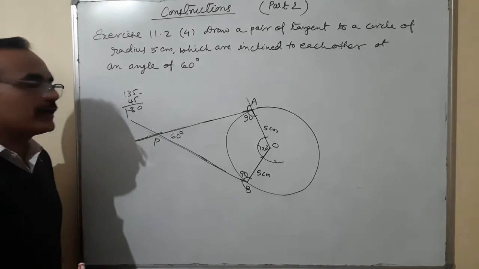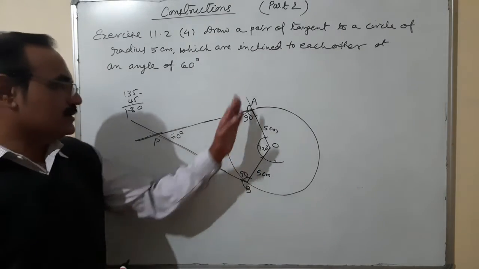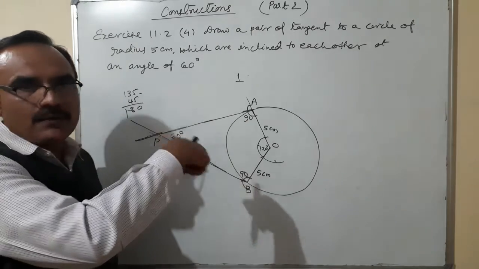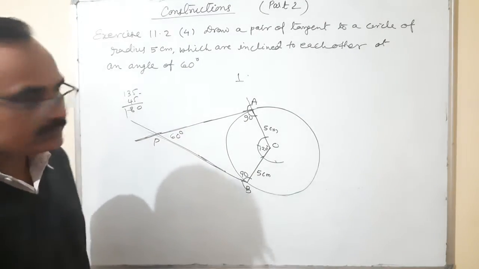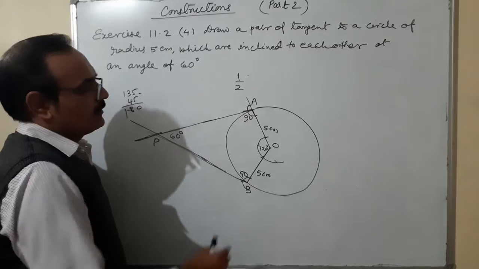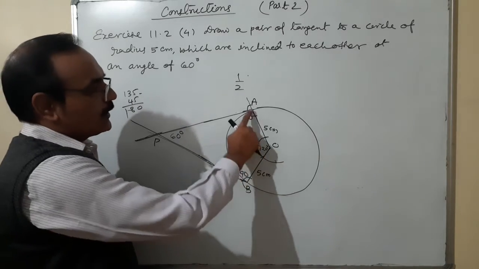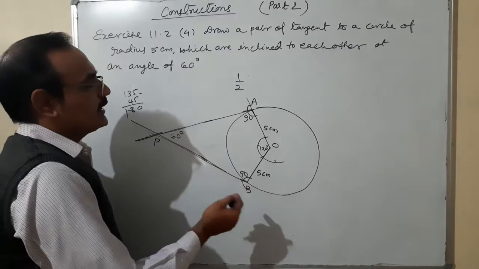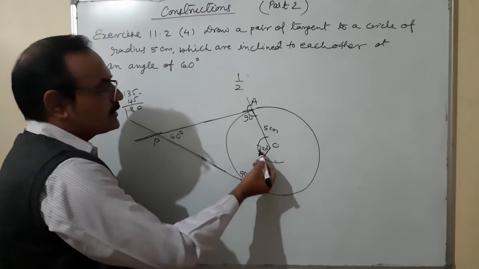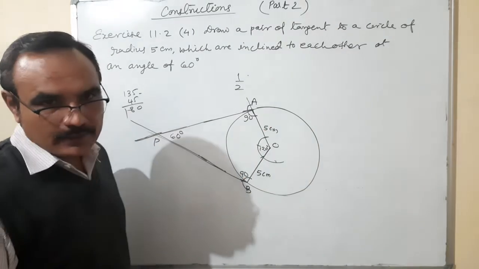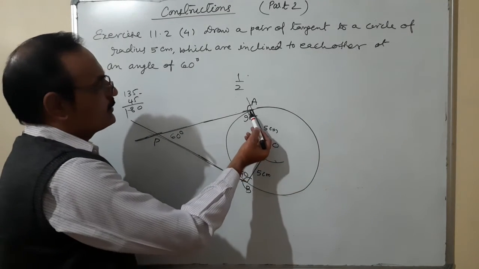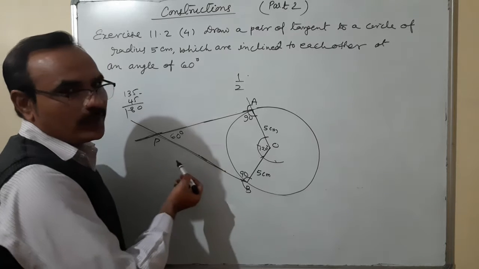Okay. How to write the steps of construction of it? Step number 1. In step number 1, what to write here? Draw a circle of radius 5 centimeter. Number 2, join O to A, 5 centimeter. Okay. After that, angle AOB is equal to 120 degree. Draw two tangents from the point of contact through point A and point B.